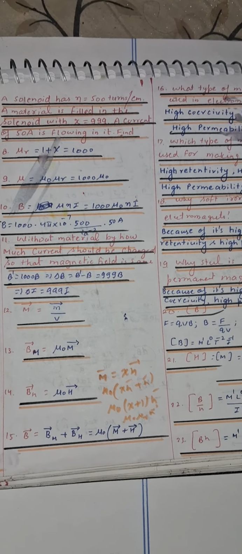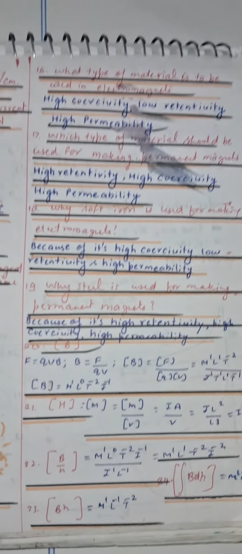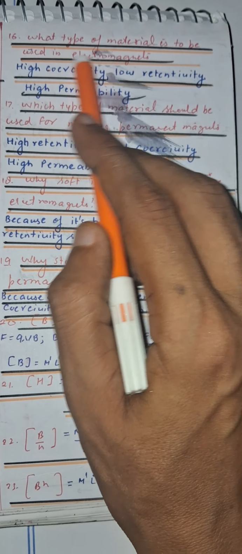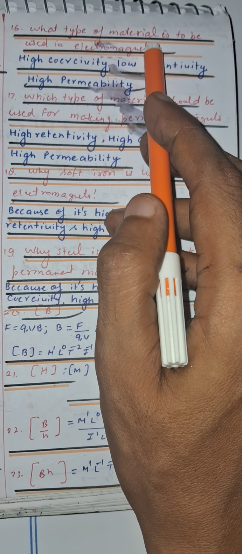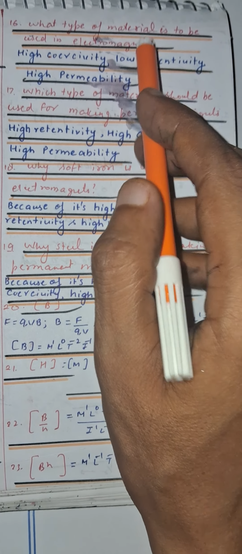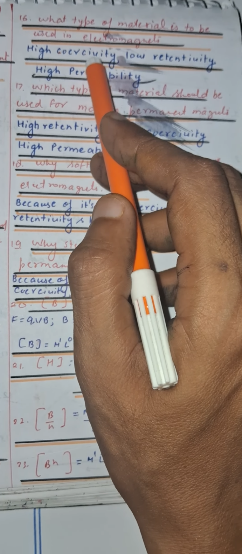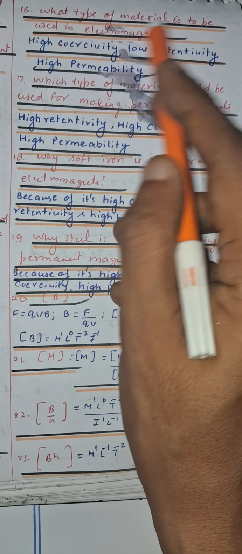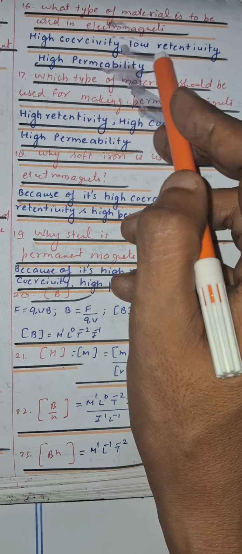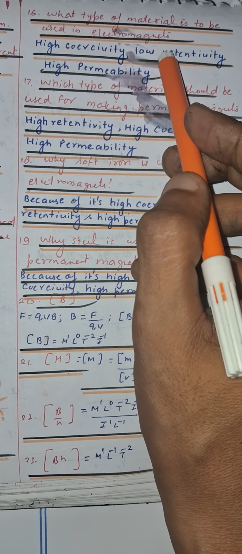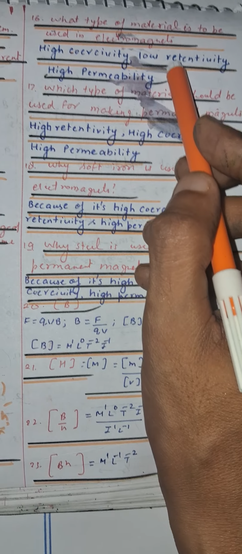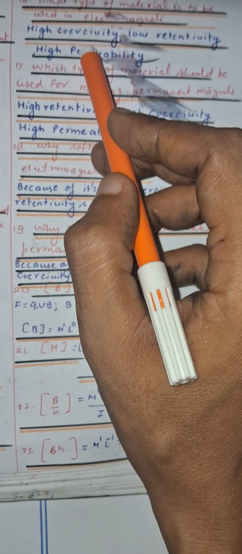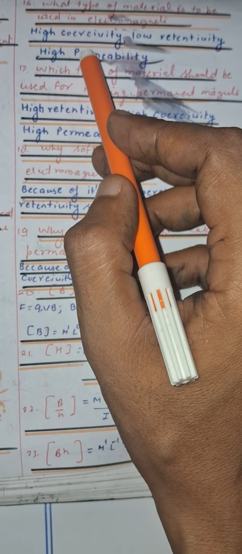It can also be related like this. Then, what type of material is to be used in electromagnets? Electromagnets are temporary magnets which become magnetic only when electric current passes through them. So certainly they need to have high coercivity, low retentivity, so that it acts as an electromagnet and does not retain magnetism. That's why it should have low retentivity and high permeability, so that the magnetic field created inside the material is strong.